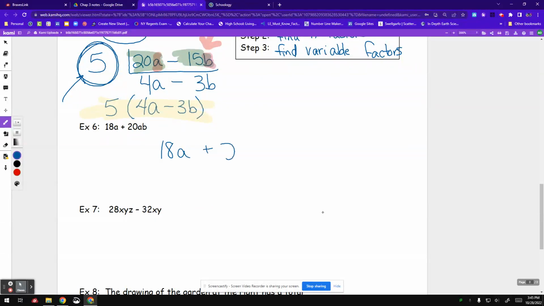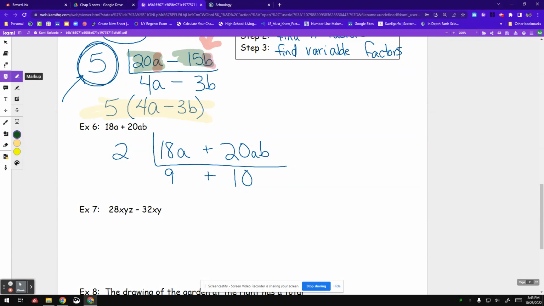18a plus 20ab. Factor the numbers first. I'm going to go with 2. 2 times 9 is 18, plus 2 times 10 is 20. First term has an A. Does the second term have an A? It does. A comes out here, and there's only one B, so the B comes down. This isn't asking for the GCF, it's asking for the factors. So this comes to the outside of the parentheses, and this drops down inside the parentheses. My answer to factor the expression is right here.